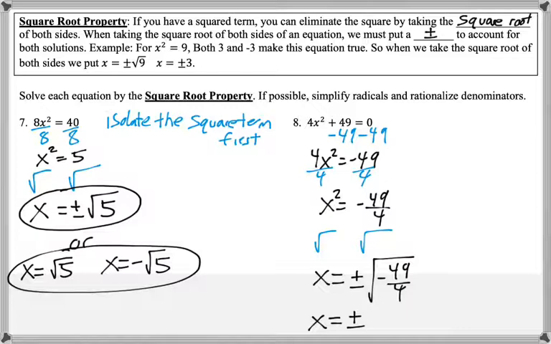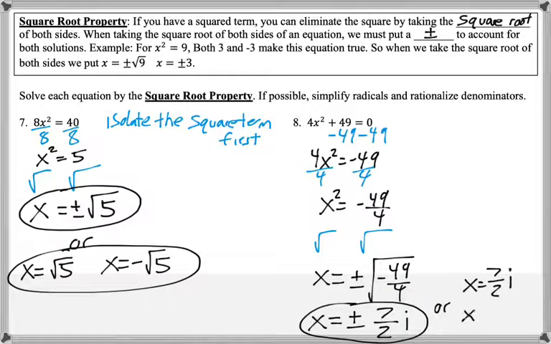Now the square root of 49 is 7. The square root of 4 is 2. And because I have this negative on the inside, I want to put an i. So that would be my final answer. And if you wanted to separate the two answers, you could put 7 over 2i and negative 7 over 2i.